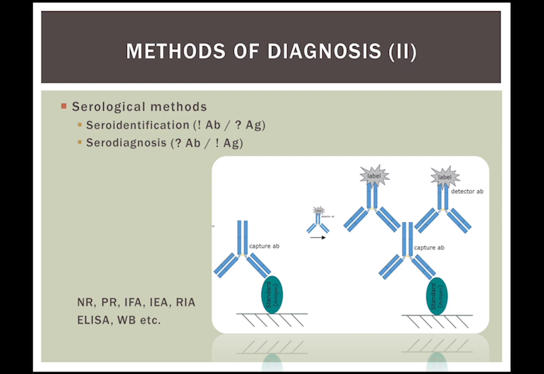Another method of diagnosis is the serological method. And serology includes a lot of different tests, a lot of different procedures. Some examples of them are neutralization reaction, precipitation reaction, immunofluorescence assay, immunoenzymatic assay, radioimmune assay, ELISA, Western blot, and so on.